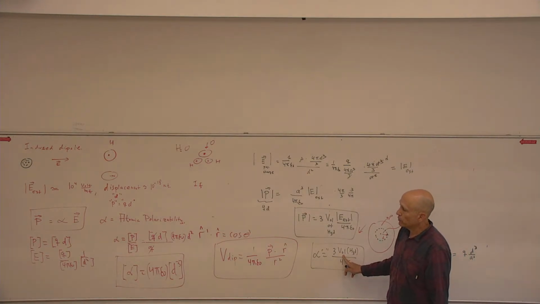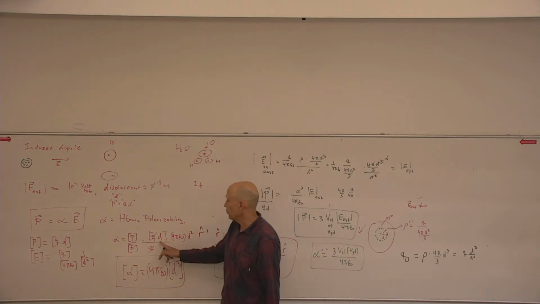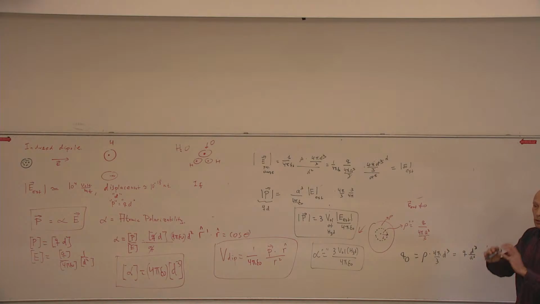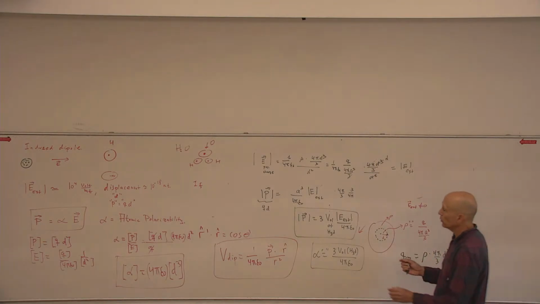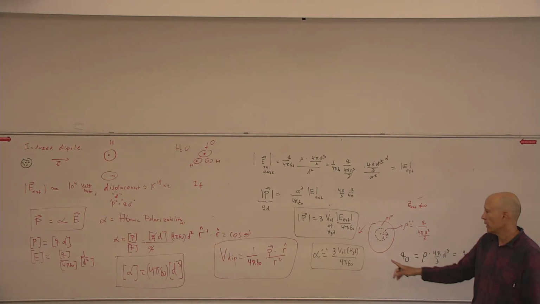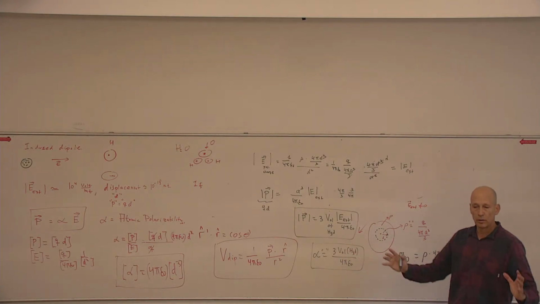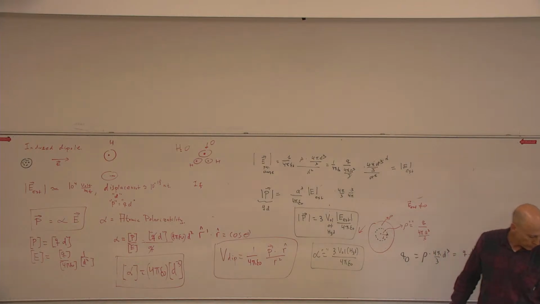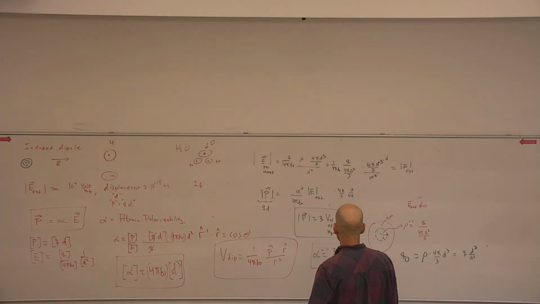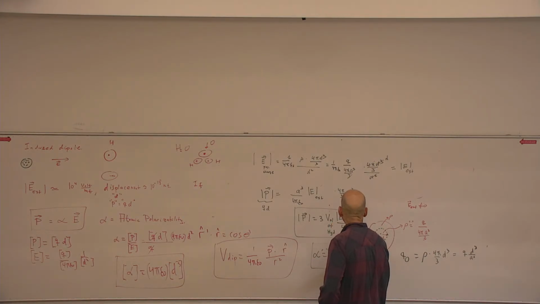I said before this alpha has d to the power 3. So now we see this is the volume of the whole object, not the volume of the displacement. That was the tricky part before where I cheated, because I'm saying here this is the volume of the atom. I did make some mistakes in the way. 4 pi epsilon 0. Yeah, there's no 4 pi. There's no 4 pi. Why not?